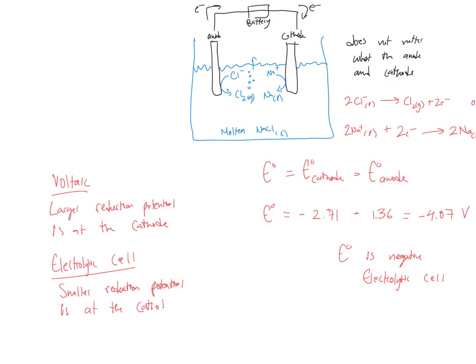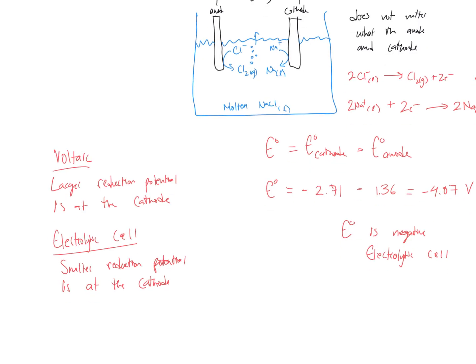So this is the exact opposite of what we've been talking about before. Because we're forcing the reaction to happen, this is going to make the E naught of the cell negative, and because of that, the smaller one is going to be at the cathode.